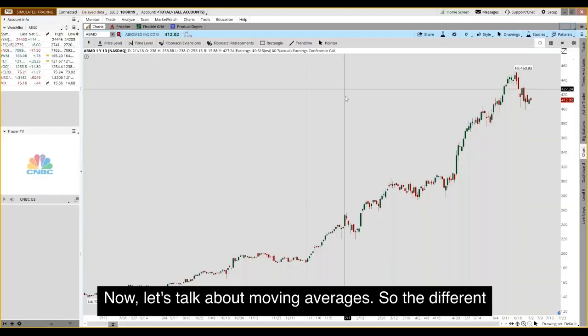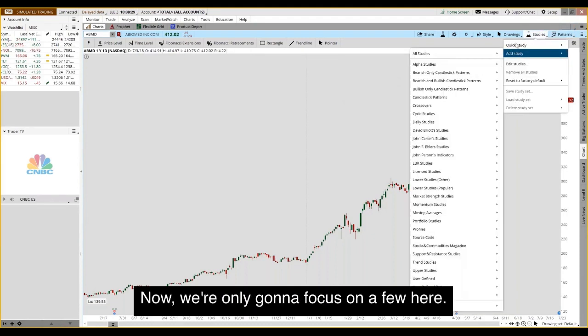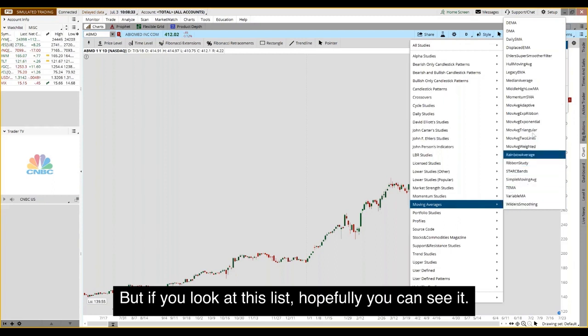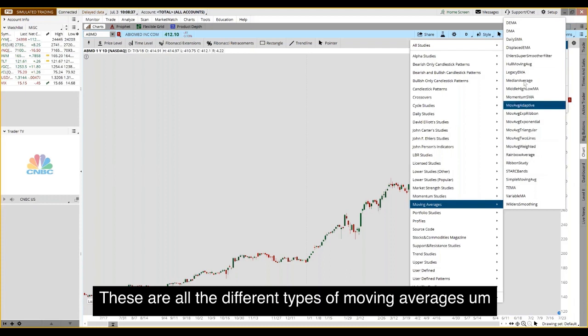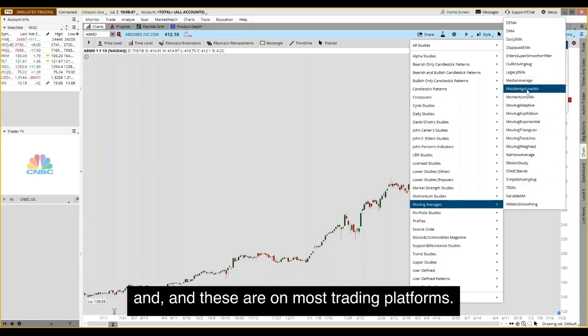Now let's talk about moving averages. So the different types of moving averages. There are many. Now, we're only going to focus on a few here, but if you look at this list, hopefully you can see it. These are all the different types of moving averages that are part of the Thinkorswim platform, and these are on most trading platforms.